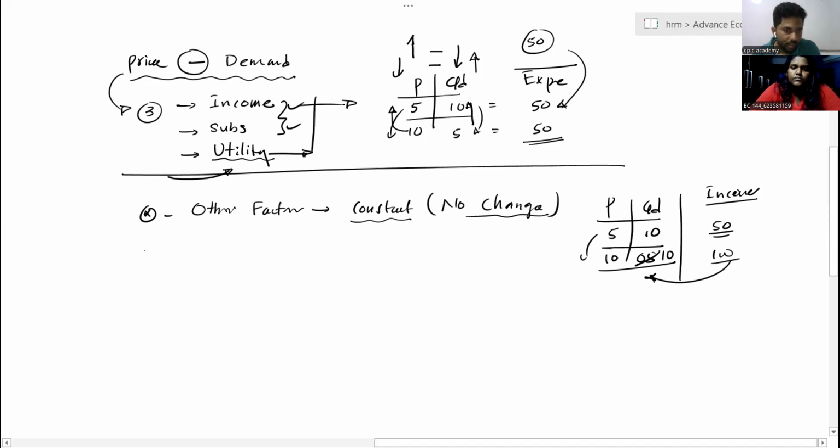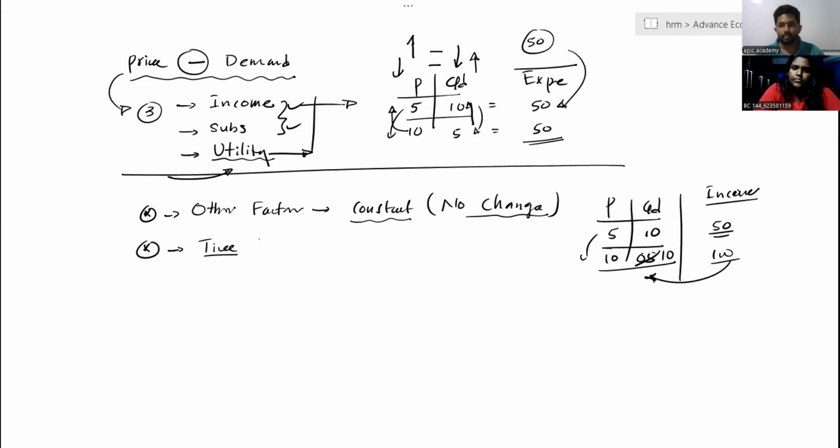Another assumption is a certain time period. It can happen in a short time period or a certain time period. We cannot create something like the law of demand for a long time period. Why?